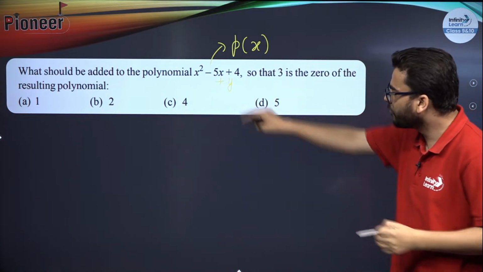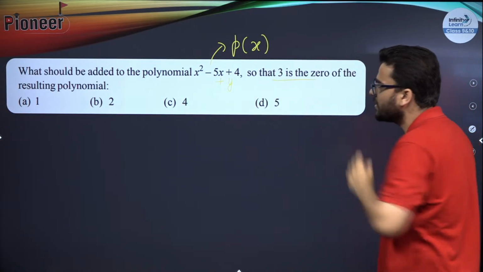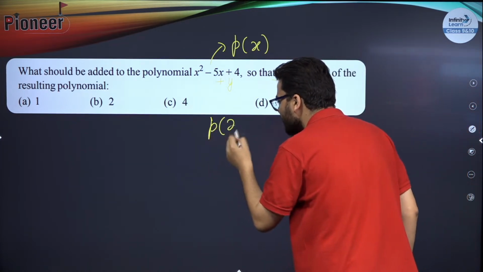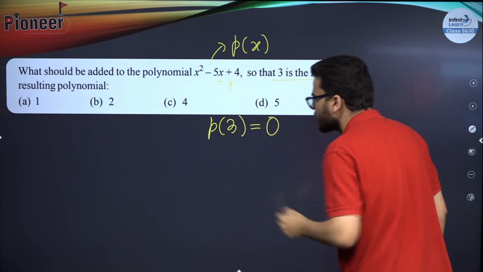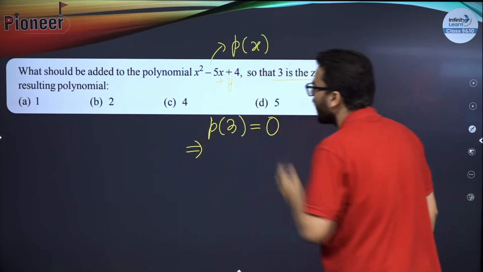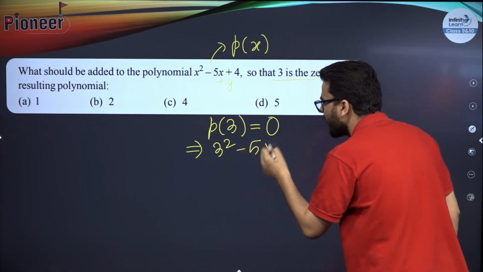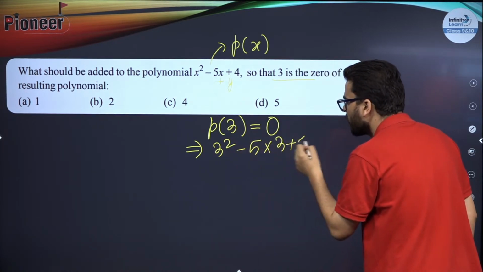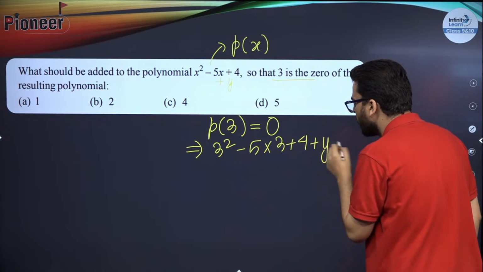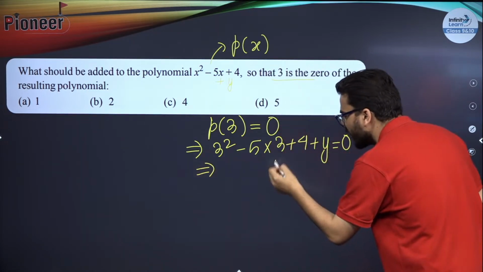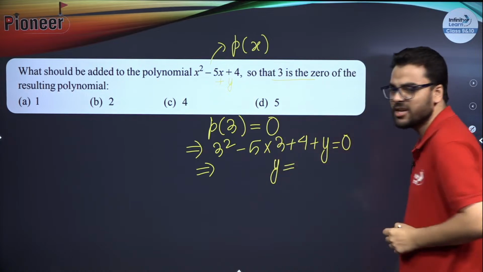Now if I add y, then 3 is becoming the 0 of this polynomial. So can I say that p of 3 has to be equal to 0, guys? Yes or no? So in place of x, you have to put 3 in the polynomial. So it will be 3 square minus 5 into 3 plus 4 plus y. That is equal to 0 or not? So from here you have to find the value of y. What are you getting? Tell me. Just solve this equation easily.